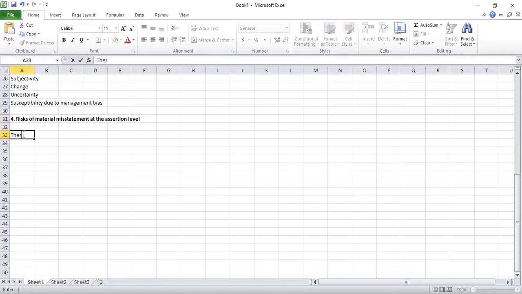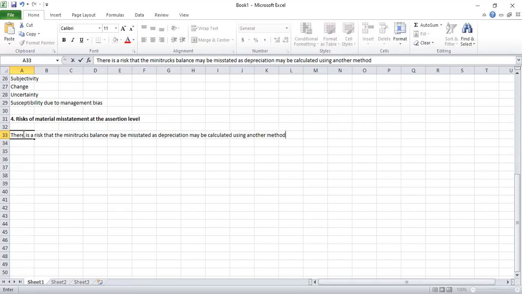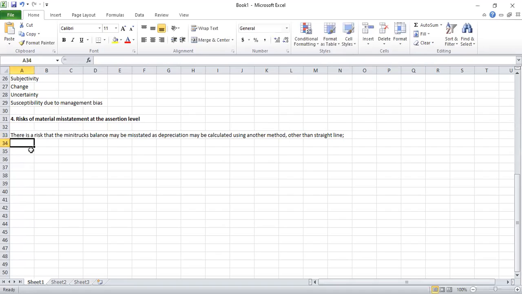So we can say there is a risk the mini trucks balance may be misstated as depreciation may be calculated using another method than straight line. So you answer it in a table format if they ask it, but this one there's no need for a table format.